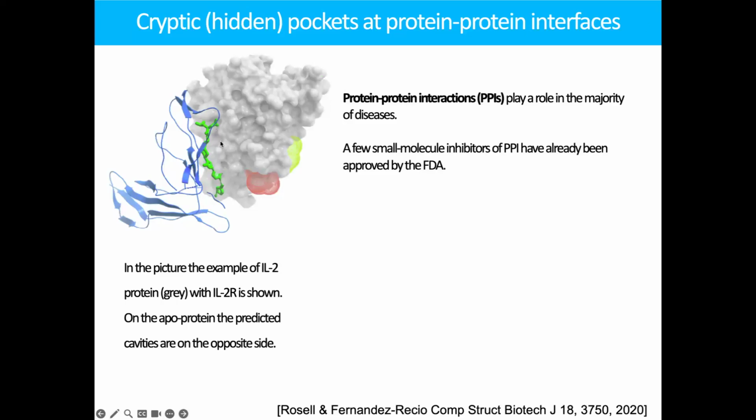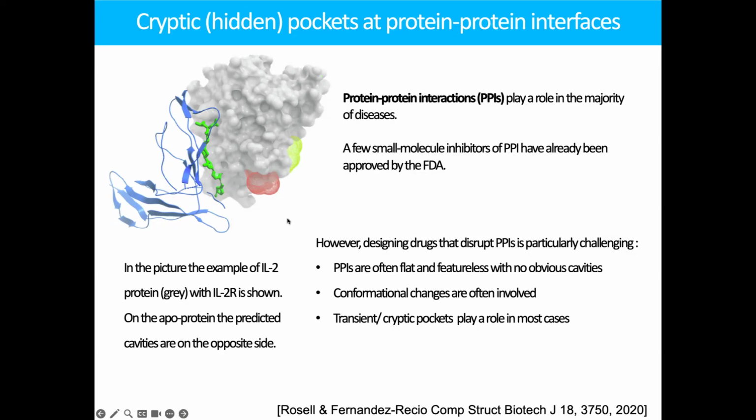So this is interleukin-2 in gray with the interleukin-2 receptor, and basically there is, in green, a possibility of binding a ligand to a cryptic pocket at the interface. But what is the problem? The problem is that if we use most of the computational pocket prediction machinery that we have, they actually predict the cavity on the other side of this interaction. So they are not very useful.